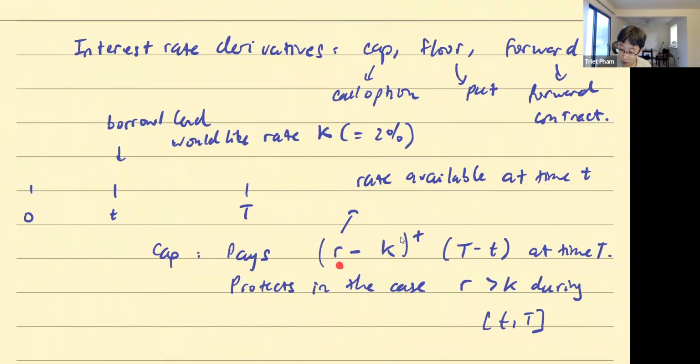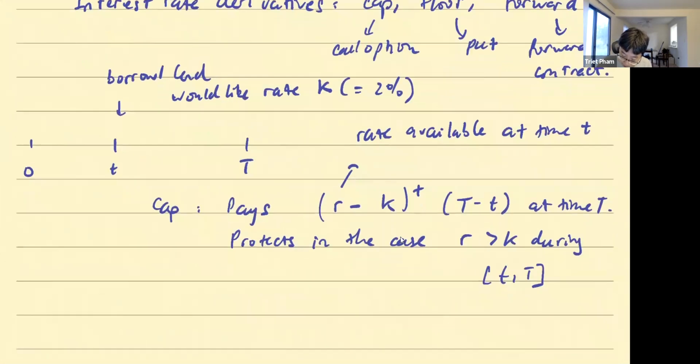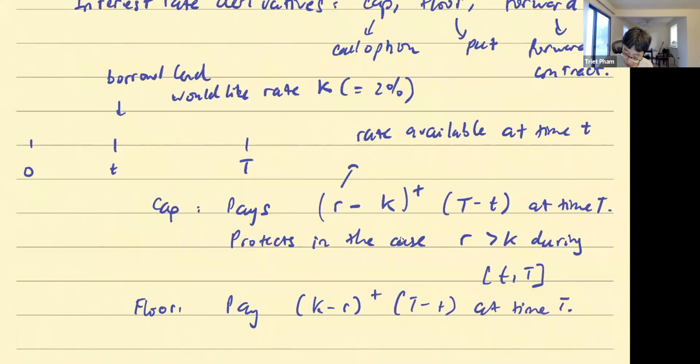But this R is not a constant R, but think of it as a discrete rate that gives you the lending or borrowing rate you have access to. Think of it like you buy a house in the future, in a year from now. This is the rate that they will allow you to borrow your mortgage at that time, okay? So the floor will pay you the opposite, and it protects in case R is less than K on the period.